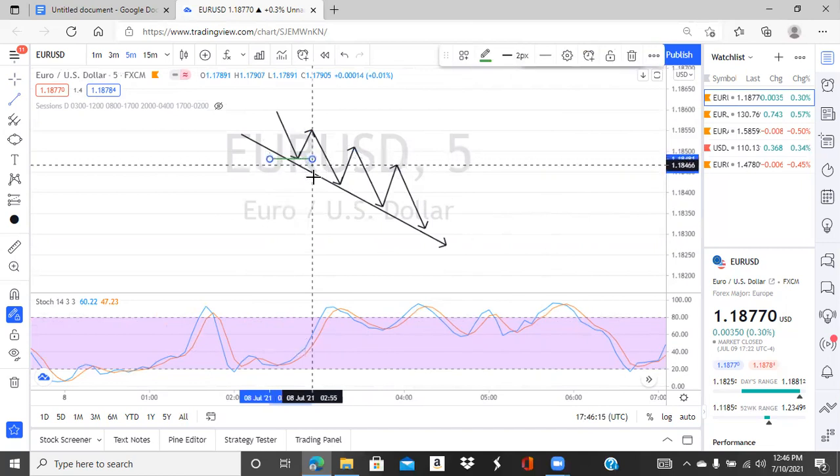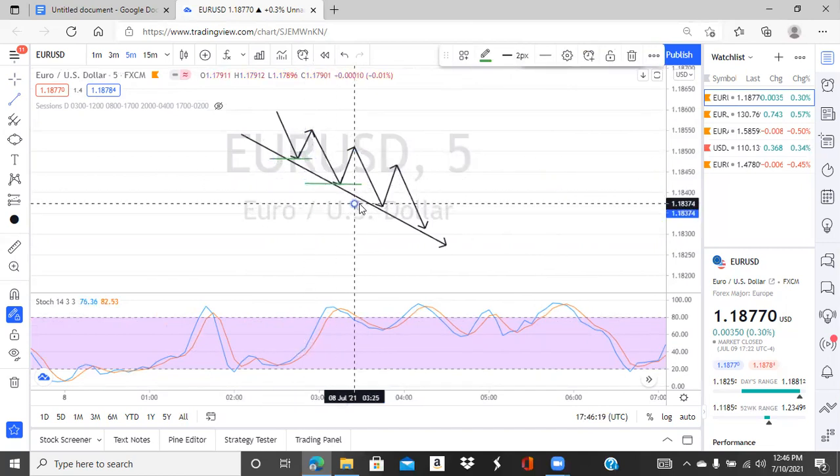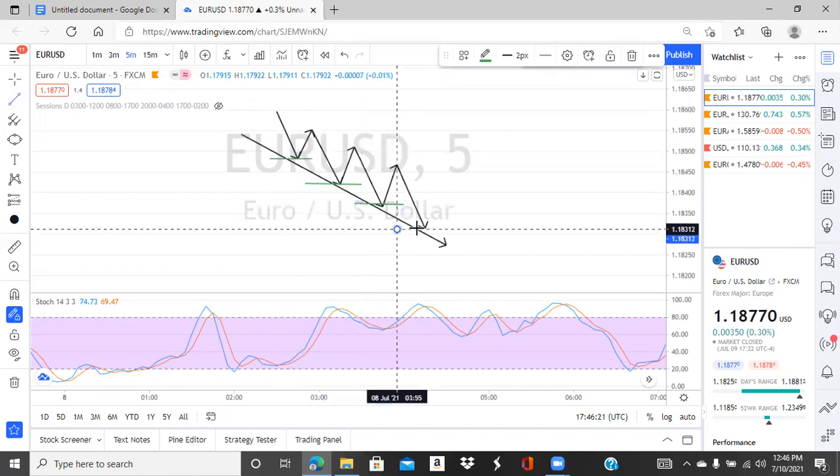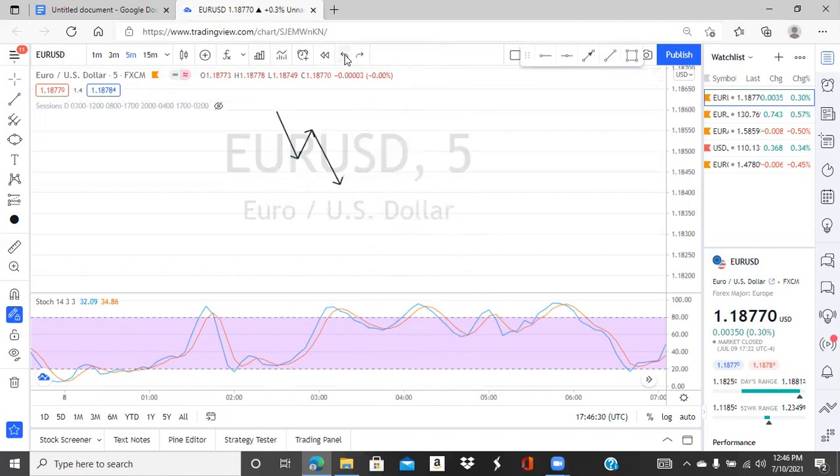So here is a low. This low is lower than that low. This low is lower than that low. And this low is lower than that low. Okay. The moment that we get a higher low or a break of structure is when we are no longer in that trend. We have to be cautious.